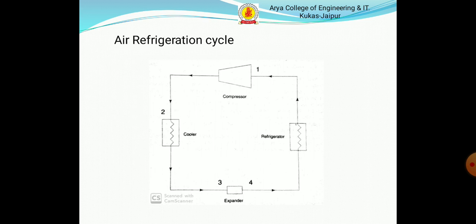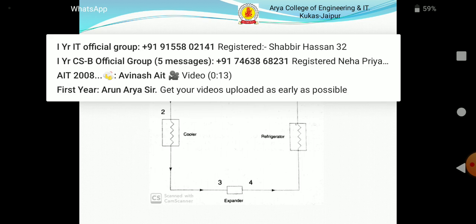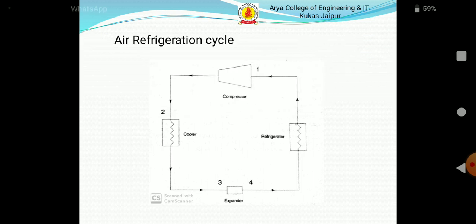The warm air from the compressor is cooled in a cooler with water. Then this cooled air from the cooler expands in the expander, causing a big drop in pressure and temperature. And cold air from the expander is passed on to the refrigerator, where it absorbs the heat and makes it cold. Then the air returns to the compressor and the cycle is repeated. So here the atmospheric air is used as refrigerant.